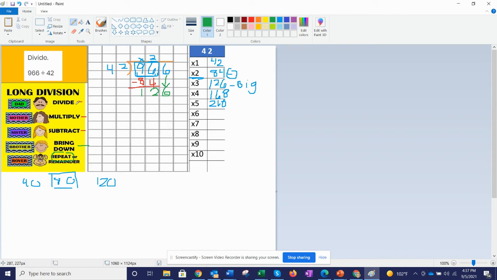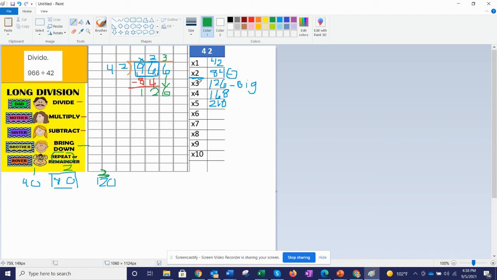So we repeat, which means we come back up here to the divide, and we wonder how many times 42 goes into 126. If you did the repeated addition, you can look over here. If you did the estimate, 120 is pretty close to 126. So that's the third one: 1, 2, 3. So 42 times 3. Well, what is 42 times 3?